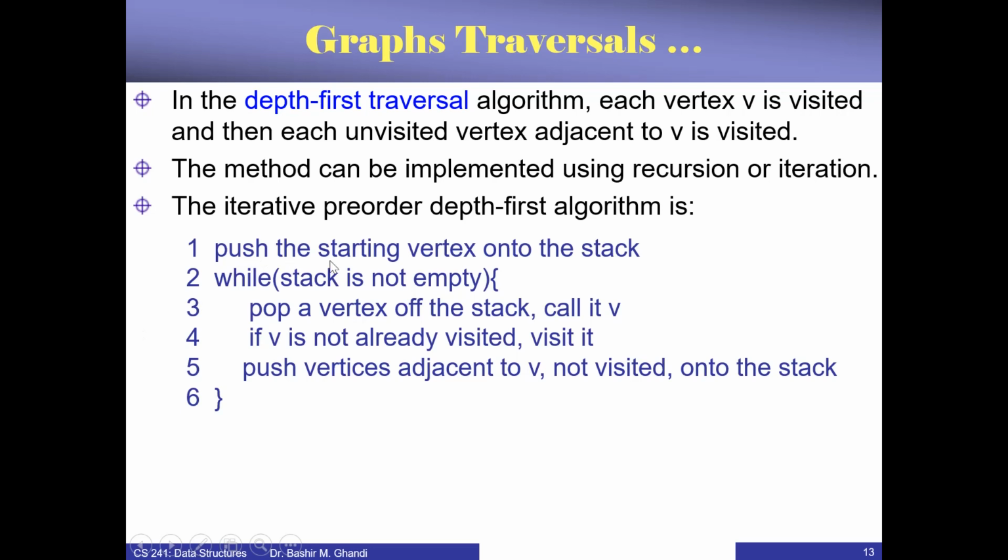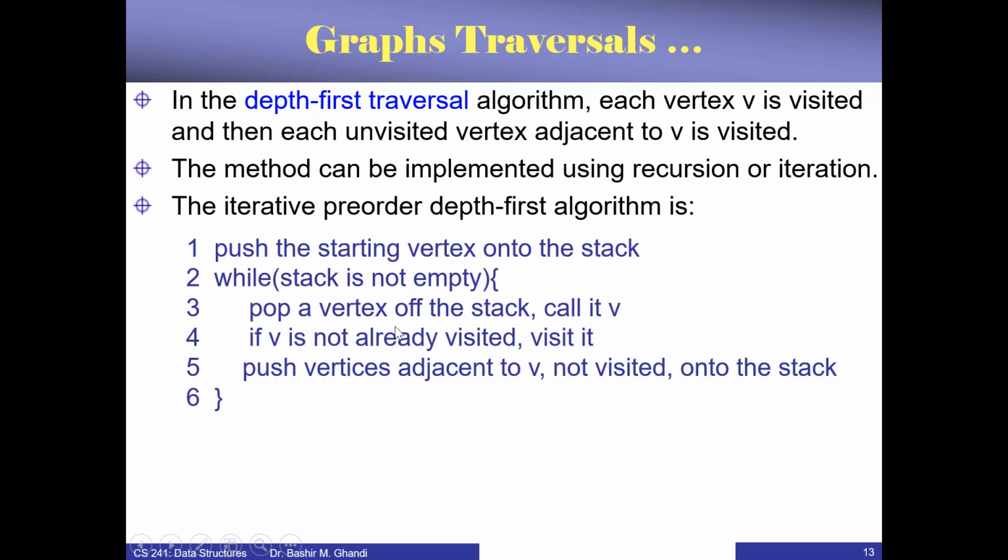First of all, we create an empty stack, and then push the starting vertex onto that stack. Then we repeat as follows. While the stack is not empty, pop a vertex from the stack, call it V. If that vertex has not yet been visited, this is very important, because if it is visited and you visit it again, then you will end up in a cycle. So if the vertex V is not already visited, visit it.